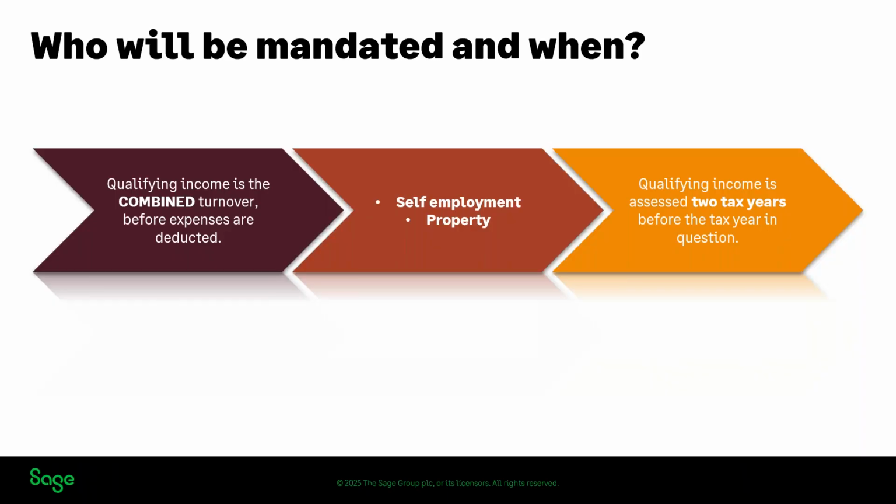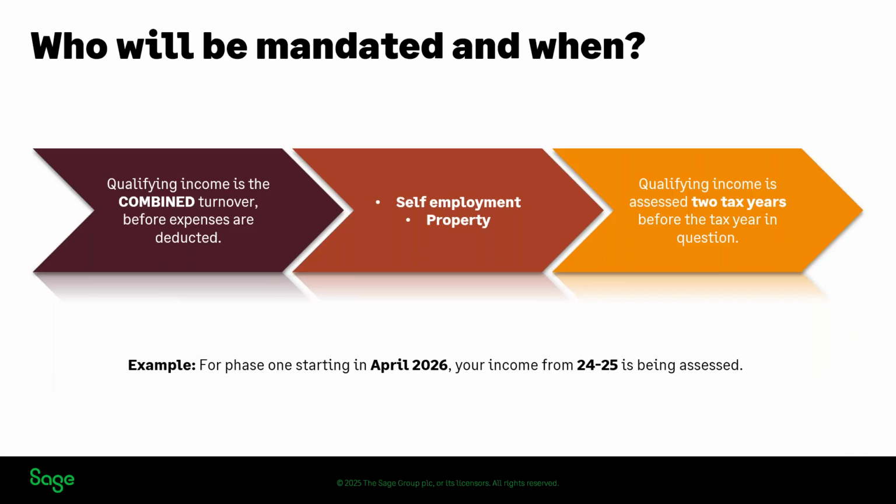So just a recap of who and when. It is the combined turnover before expenses. It is for self-employment and property, UK and foreign. Qualifying income is assessed 2 tax years before the tax year in question. So for example, phase one, that's starting in April 2026, your income from 24 to 25 is being assessed.